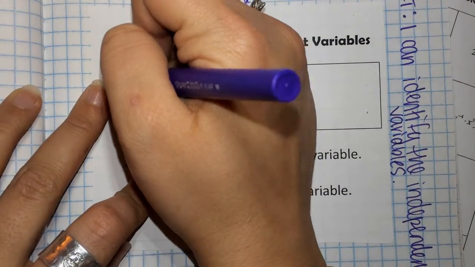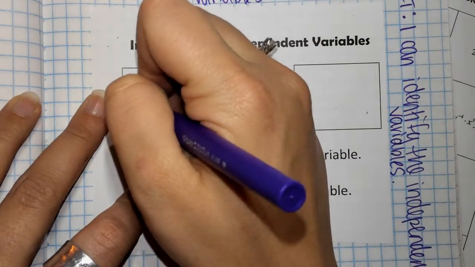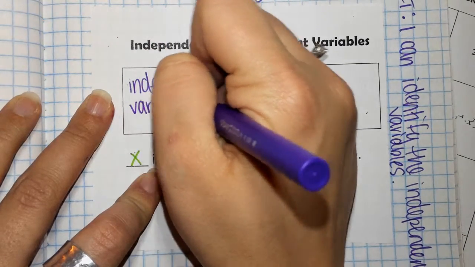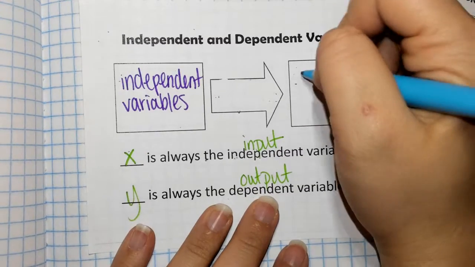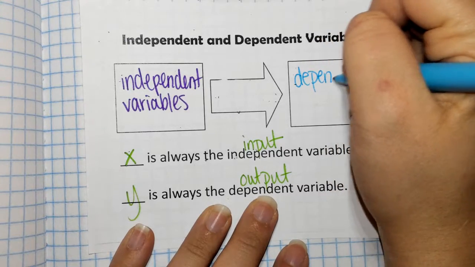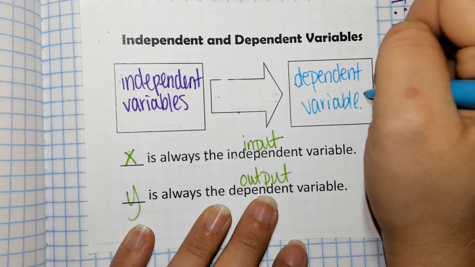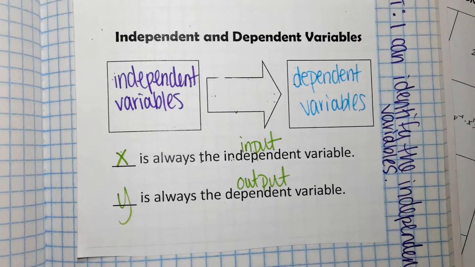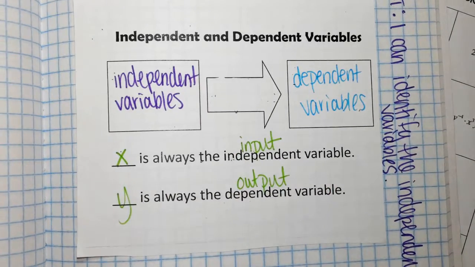Alright, so in the first box, I want you to write independent variables. And then over here, I want you to write dependent variables. All right, what does the independent variable do to the dependent variable?